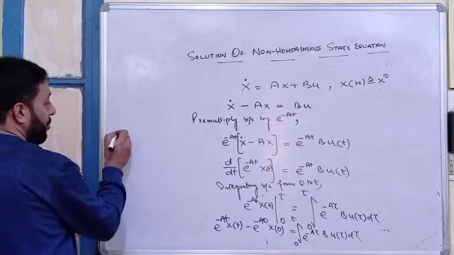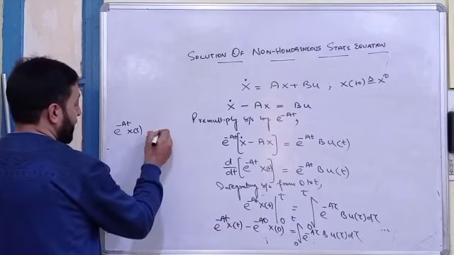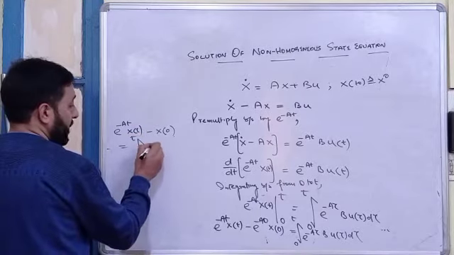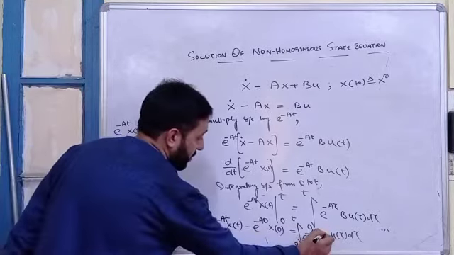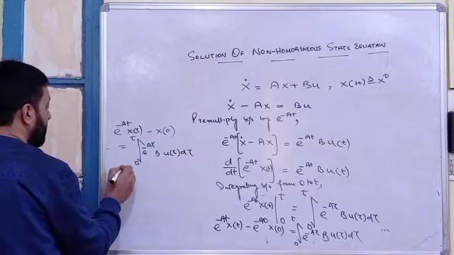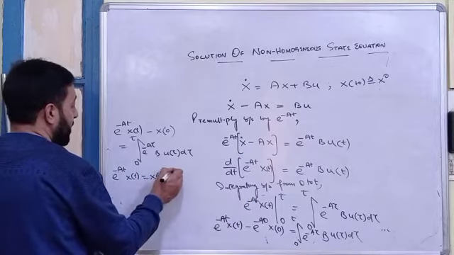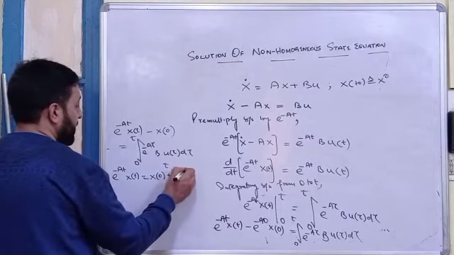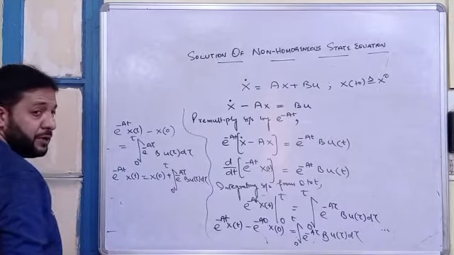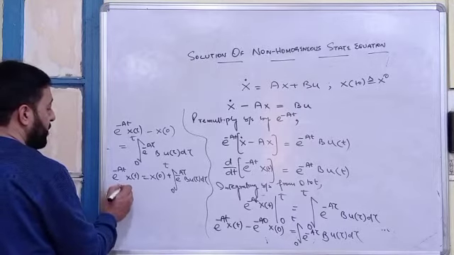So that means e to the power minus At x(t) minus x naught is equal to the integral from 0 to t of e to the power minus A tau B u(tau) d tau. Now I can take x naught on this side. So e to the power minus At x(t) is x naught plus the integral from 0 to t of e to the power minus A tau B u(tau) d tau. Now what do I do? I have to actually obtain x(t), the solution. I'll pre-multiply both sides by e to the power At.